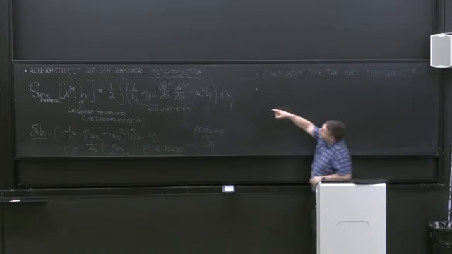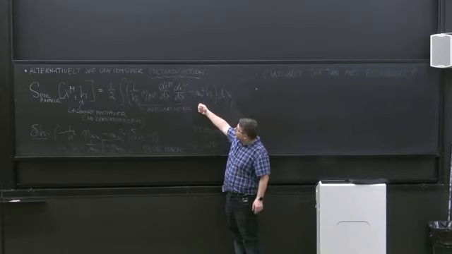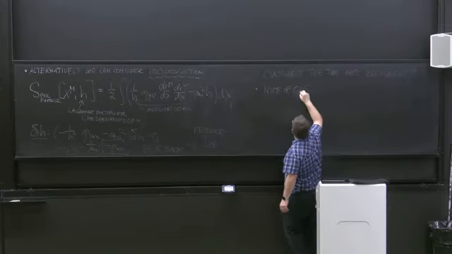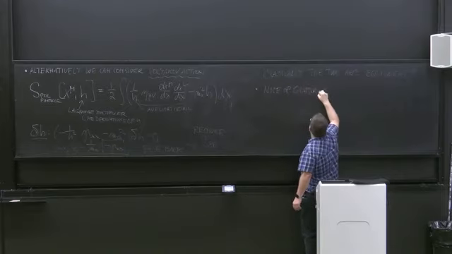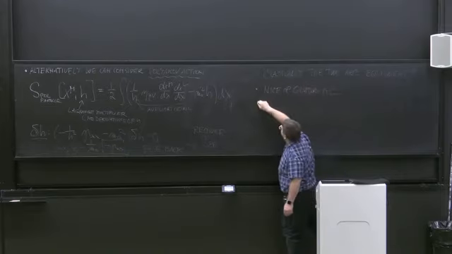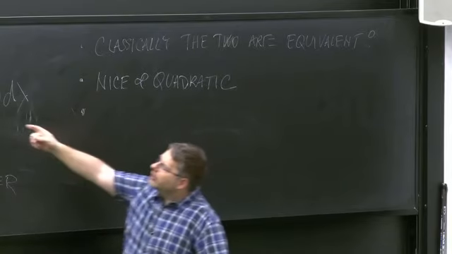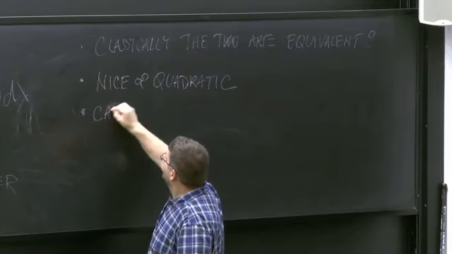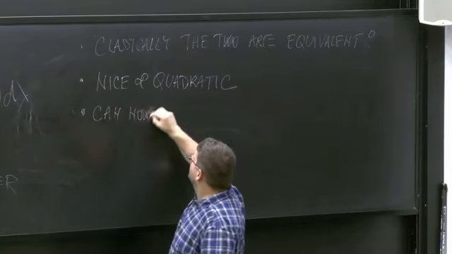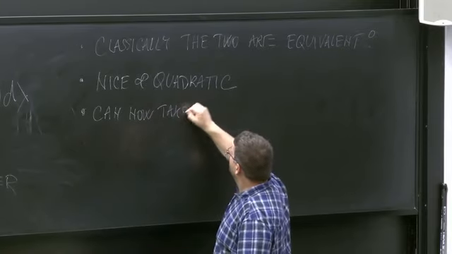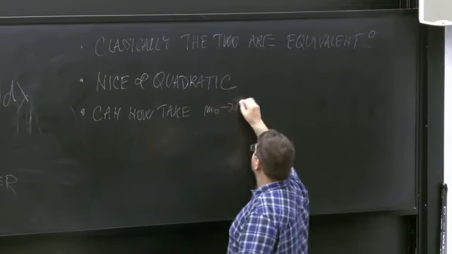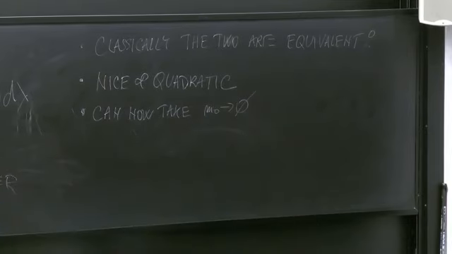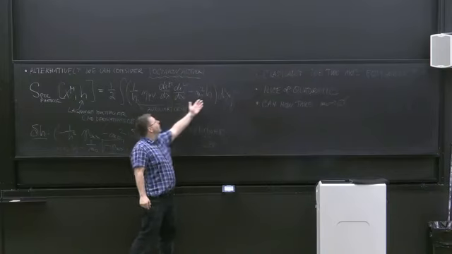Very good. One more thing which I wanted to say is that in this form, it's nice and quadratic. And second point, you can take m0 to 0. Okay, now my action doesn't become 0. If I take m0 to 0, I just kill this term here, right?